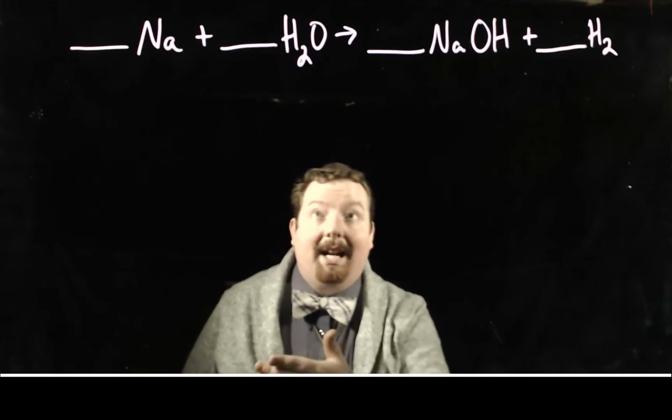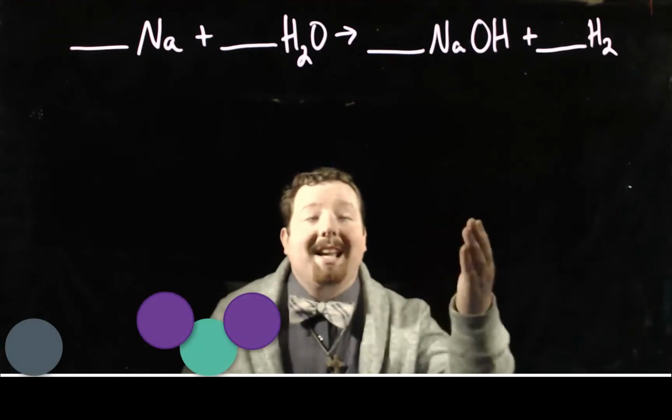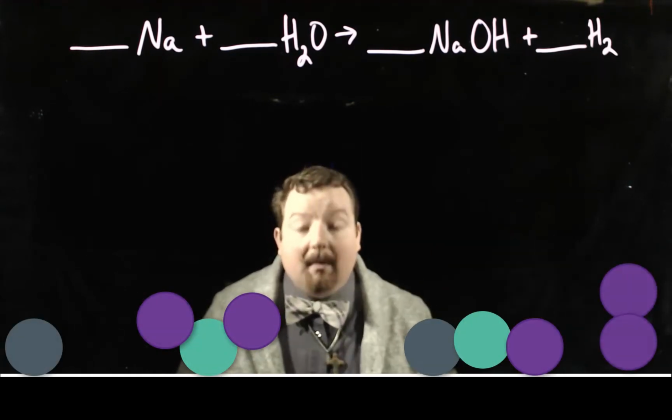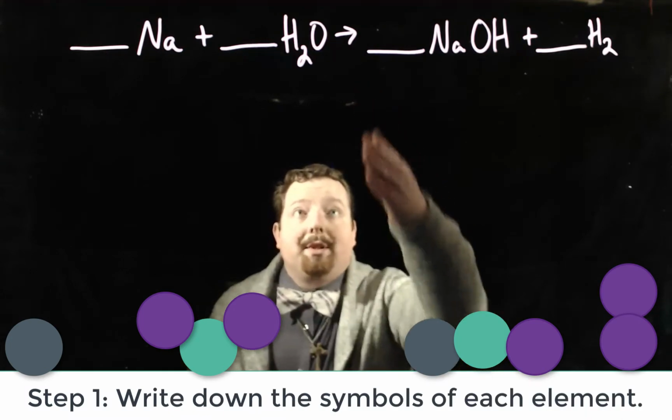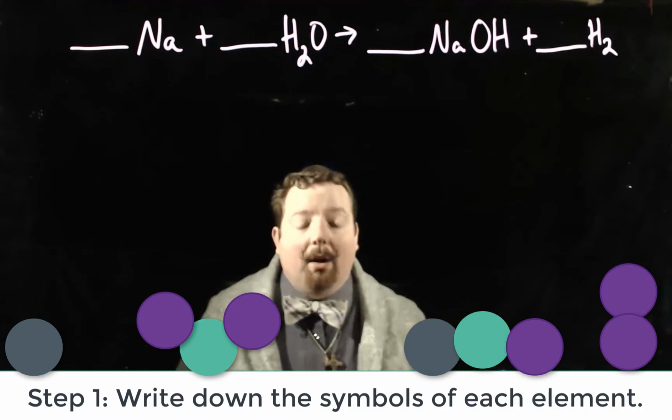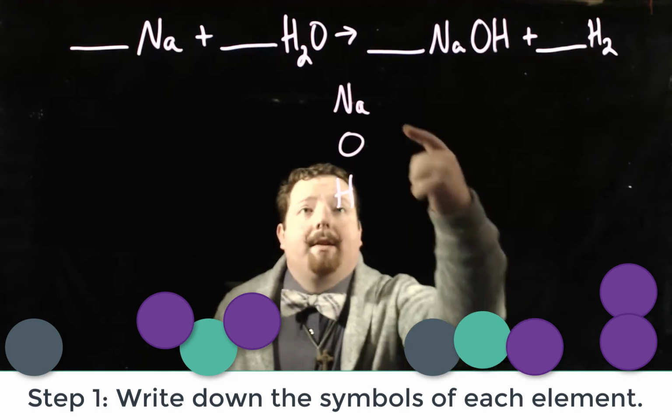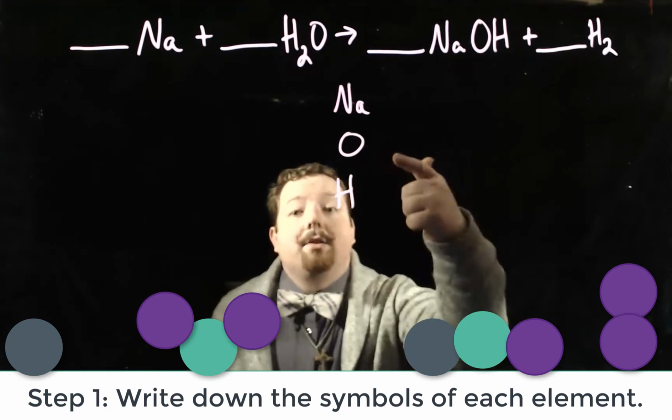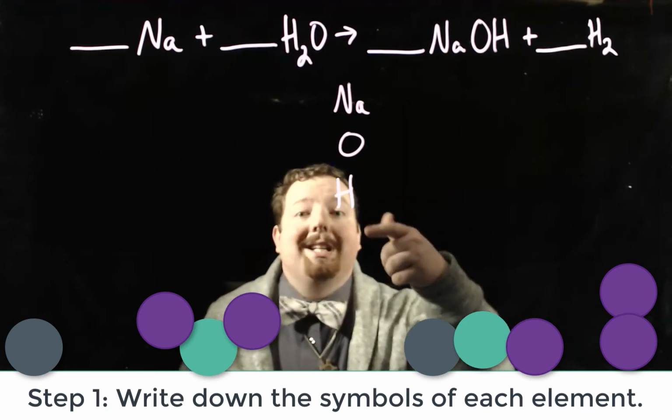Here we have Na plus H2O gives us NaOH plus H2. So again, step 1 is to write out the symbols of the atoms that you have underneath the arrow. According to our equation, we have sodium, Na, oxygen, O, and hydrogen, H.